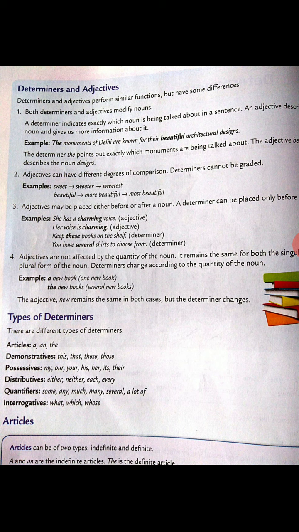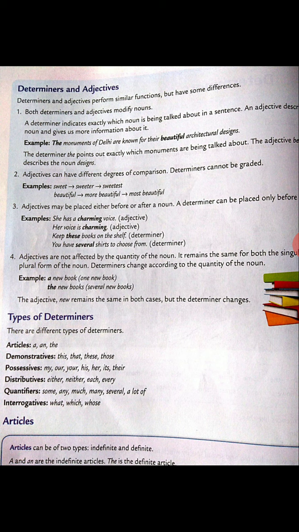They modify it, children. A determiner indicates exactly which noun is being talked about in a sentence. And an adjective, you all know, describes the noun and gives us more information about it. This is the major difference, children. A determiner indicates exactly which noun we are talking about in a sentence, and an adjective describes the noun and gives us more information about it.